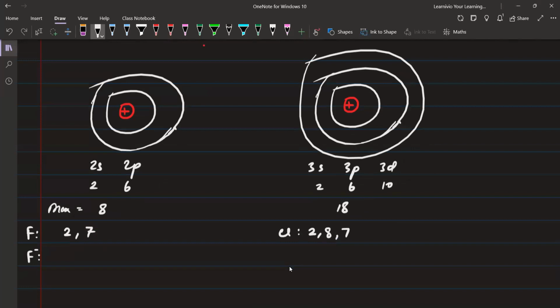Now add 1 electron. If you add 1 electron, fluorine will be F negative with 2,8, and chlorine will be Cl negative with 2,8,8. Makes sense? Yes or no, please tell me. Yes, sir.